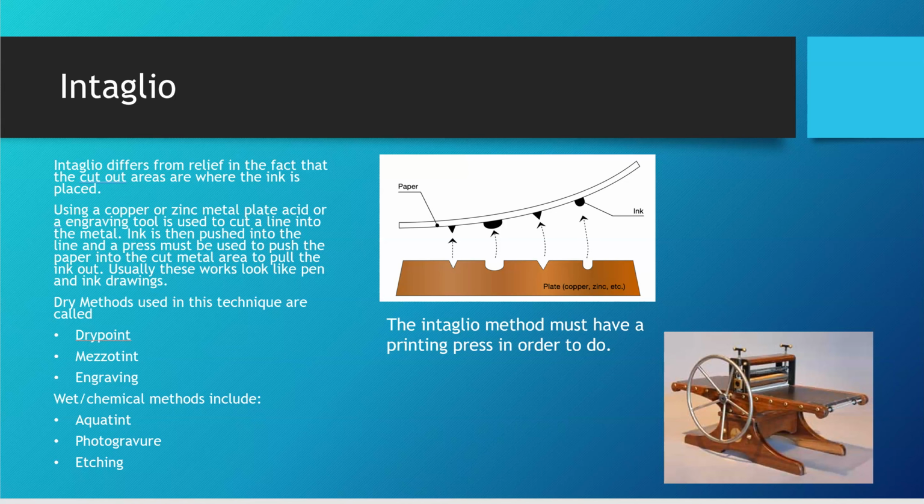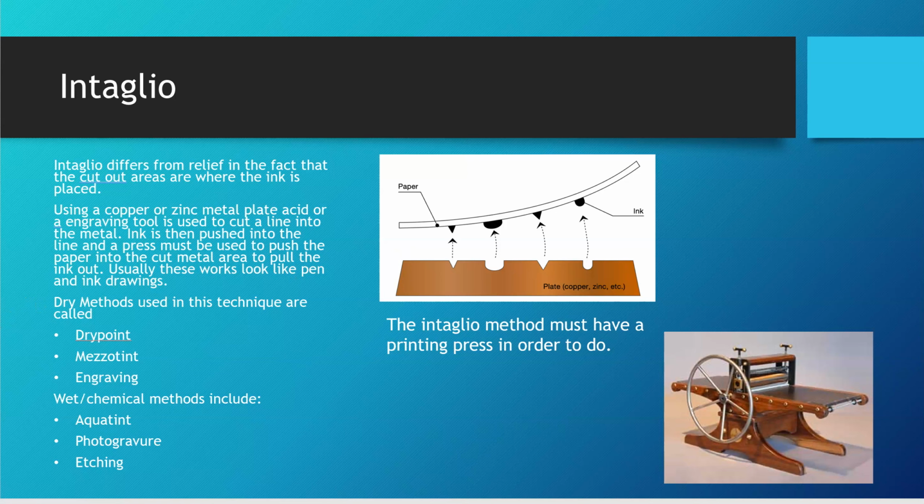All right, so those are all the relief processes. We're going to talk about intaglio. Intaglio is a funny word, but it encompasses quite a bit, and it differs from relief in the fact that now the areas that are cut out are going to be the areas that hold the ink. Before, when we cut out areas, it was the raised surface that held the ink. But now, as you can see, it's not the raised area, it's the inside of this line or these little marks that's going to hold that ink.